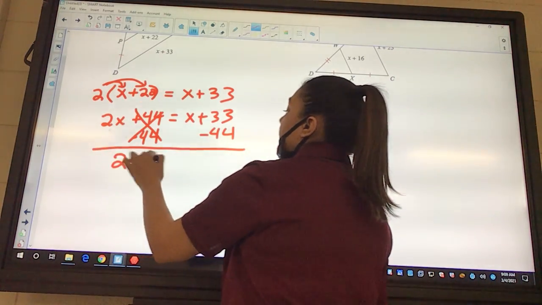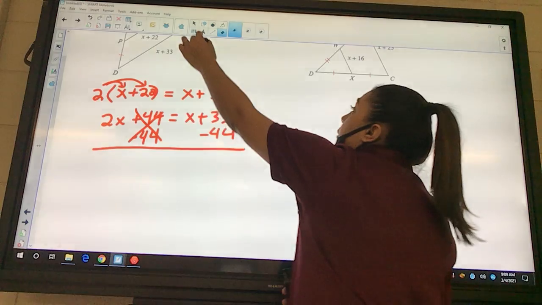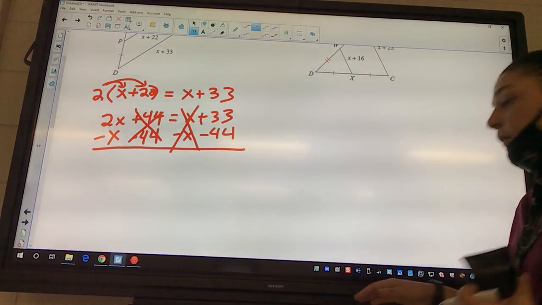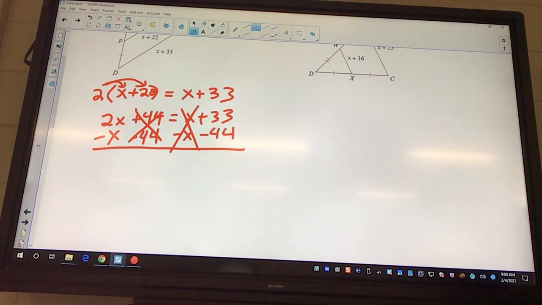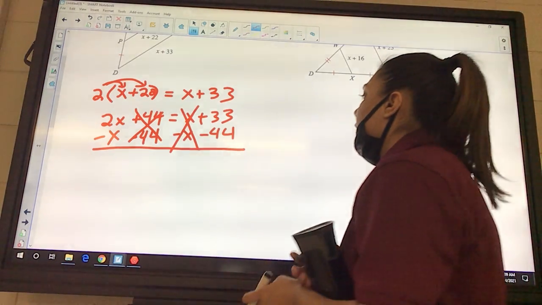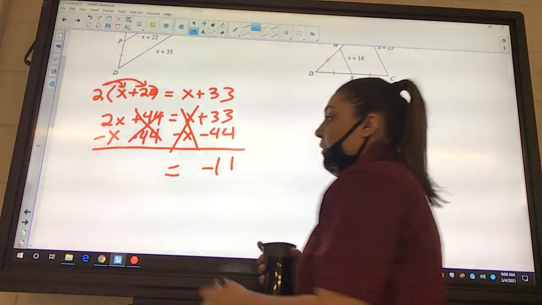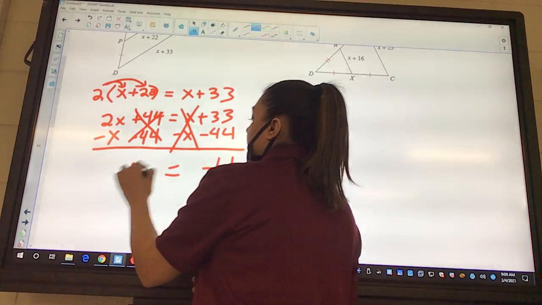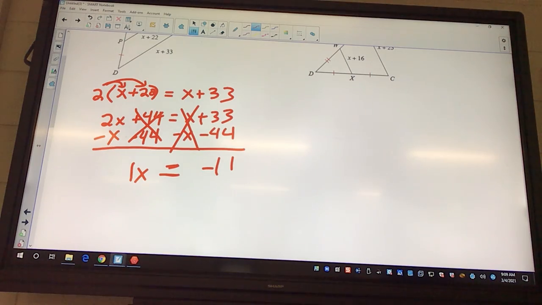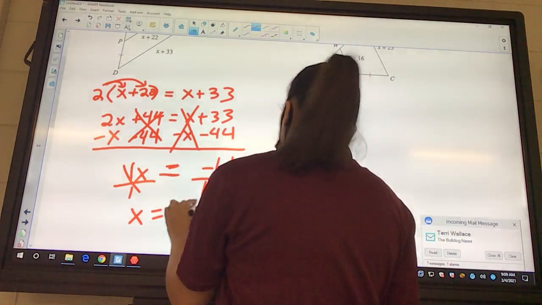So I got 2x equals, oh, I forgot to move the x. So minus x, minus x. 33 minus 44 is a negative 11. Same groups of 11. 2x minus 1x? 1x. Okay, 1x equals negative 11. What's our last step always? Divide by 1. So you're going to have x equals negative 11.